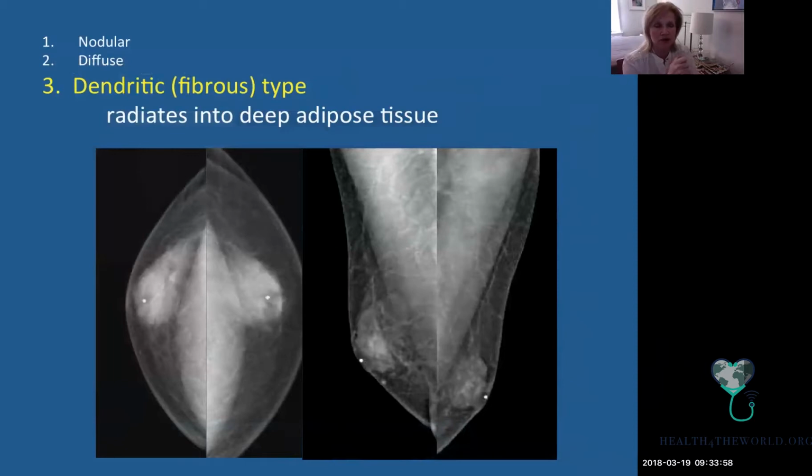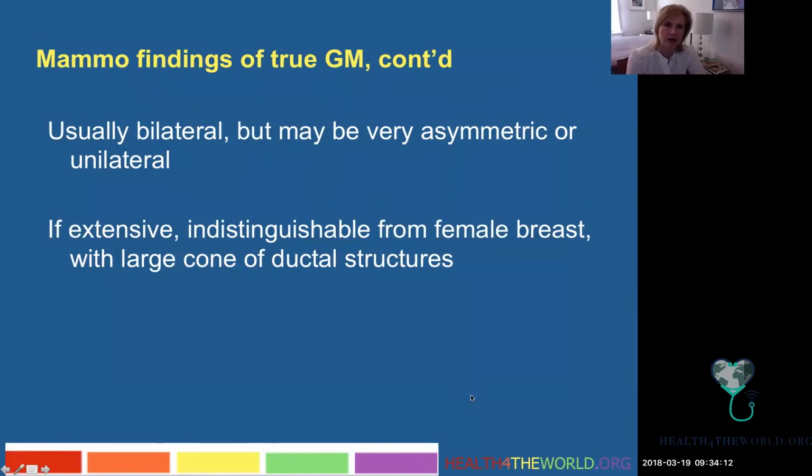Now we move on to the dendritic or fibrous type of gynecomastia. And this is the type which is more extensive and more confluent, radiates deep into the adipose tissues, and can become more chronic.